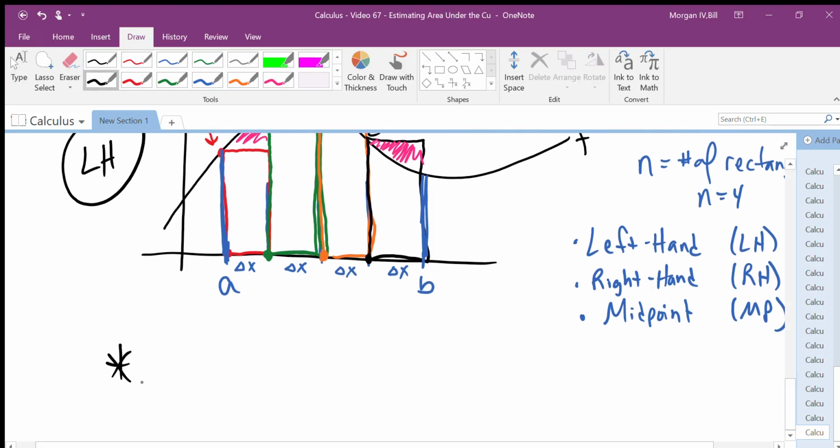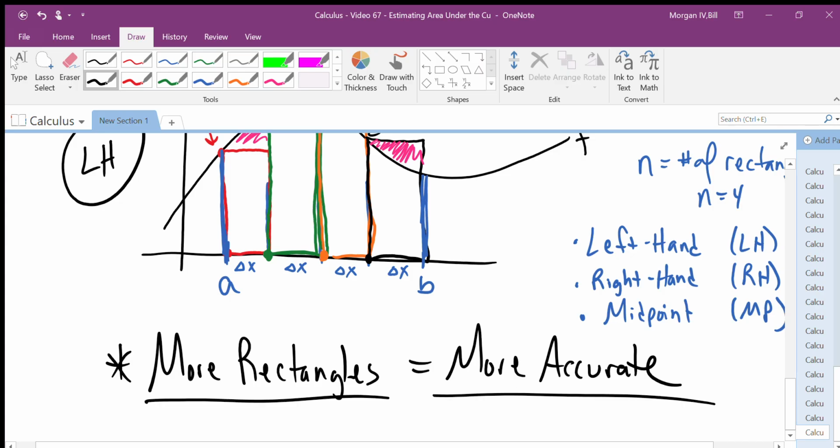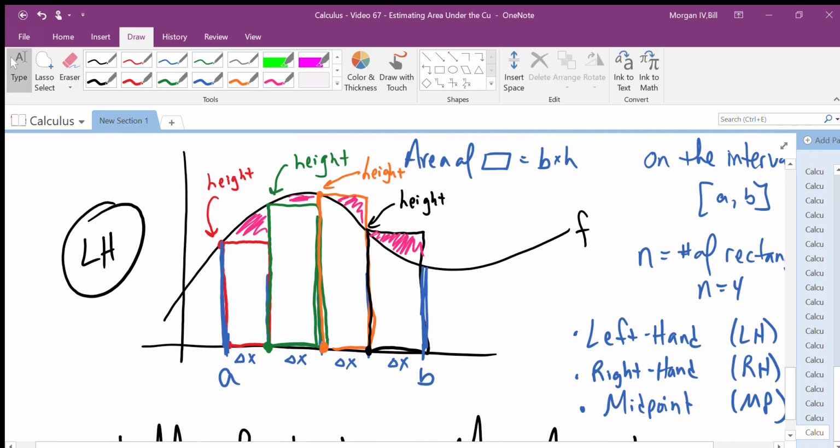So, more rectangles equals more accurate. More rectangles, more accurate. And you can see that if I add some rectangles here. So we have our 4 rectangles. What if n is 8? What if the number of rectangles is 8 now as opposed to 4? Look what happens. Let me erase a little bit of this here.